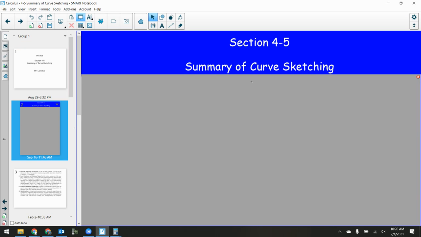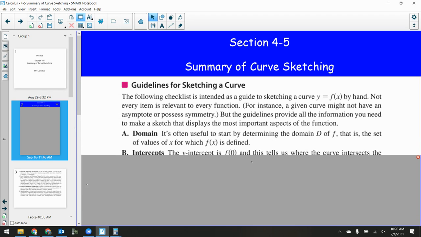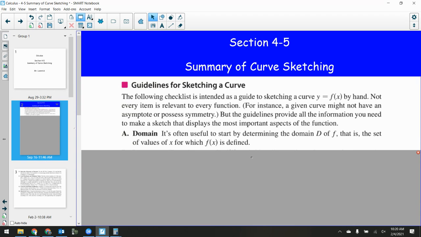So all we're going to do is summarize everything that we know, way back to algebra 1 and algebra 2. What do we know about how we graph a function? These are the things that we know. Well, the first thing that we can do is talk about the domain, right?